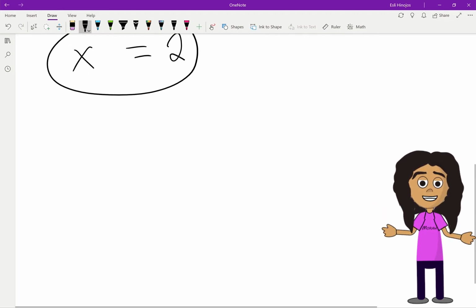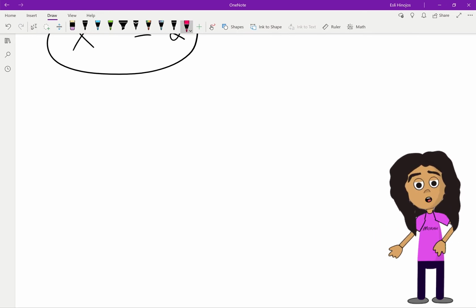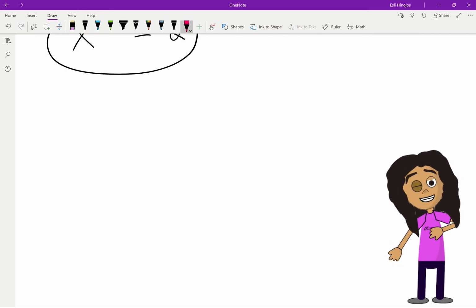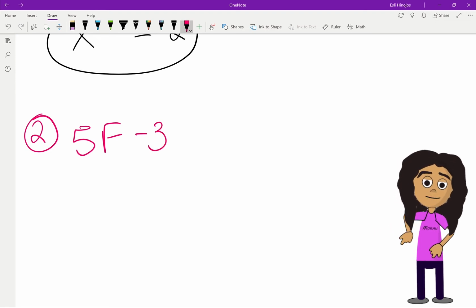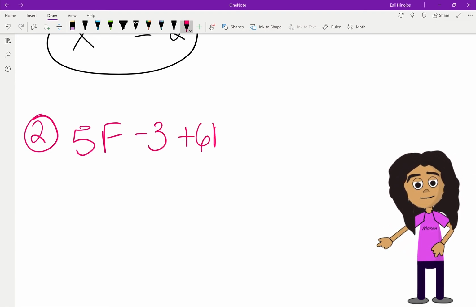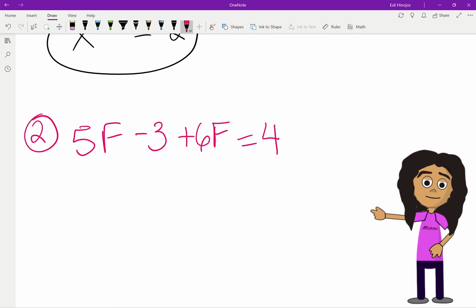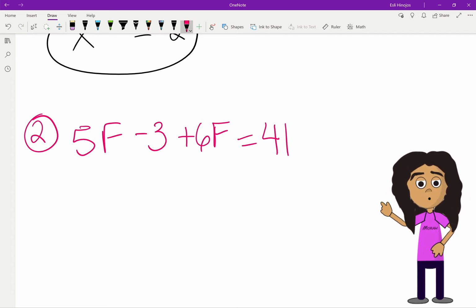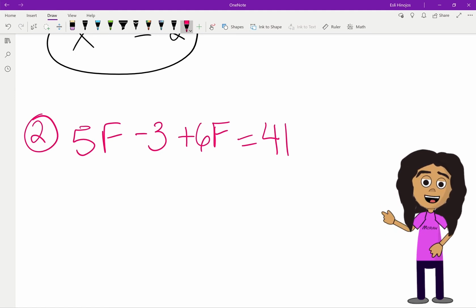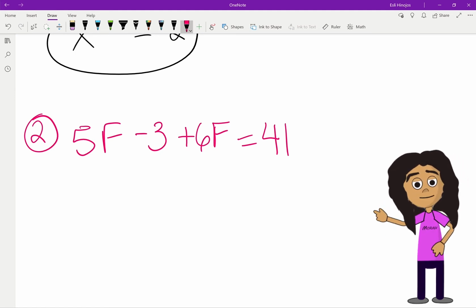Now, that's how Ms. Esley would do it. But this is how I would do it. Go ahead and write this one with me: 5f minus 3 plus 6f equals 41. And I'm using f to show you that you are able to use absolutely any letter that you want to use. So, we're going to pretend that f stands for friends.